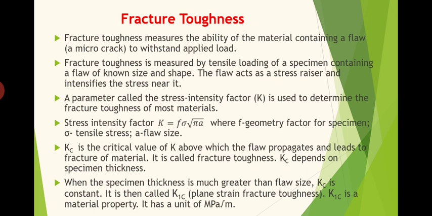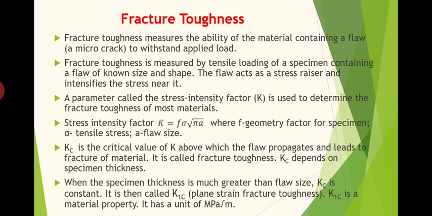A parameter called the stress intensity factor K is used to determine the fracture toughness of most materials, and that intensity factor is mathematically given as K = F σ √(πA), where F is the geometry factor, because this stress intensity factor K depends on the geometry of the material, even on the thickness. So some geometry factor is introduced. It is a complicated equation, so a lot of things are to be considered, but we need only the definition of fracture toughness. I am not going deep into that area.